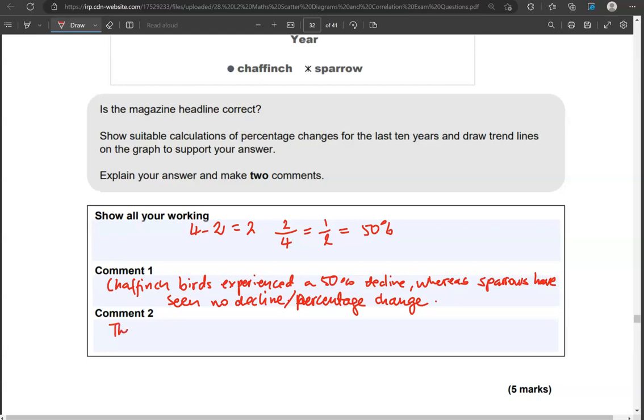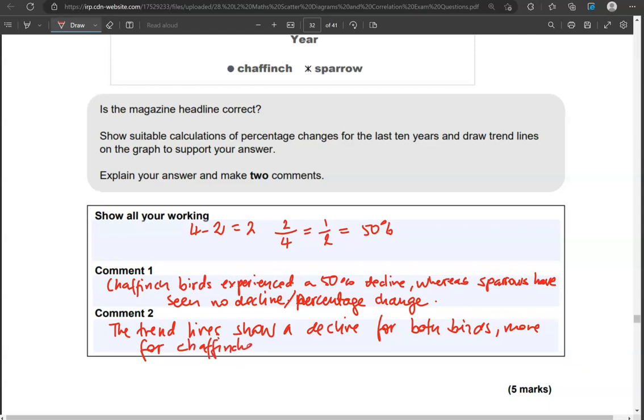Now the trend lines show a decline for both birds, more for chaffinches than for sparrows.